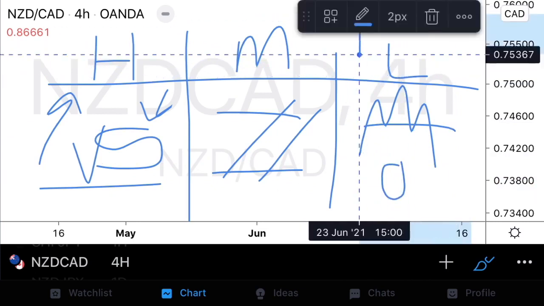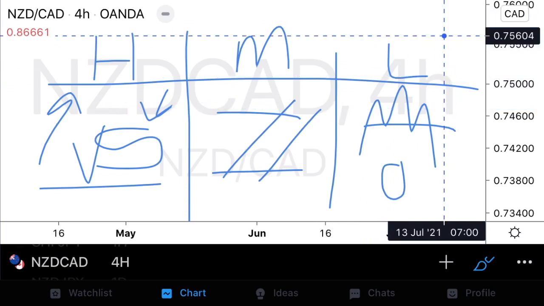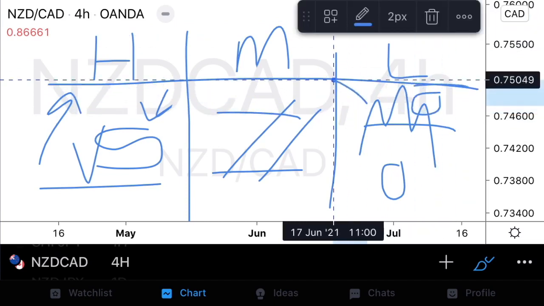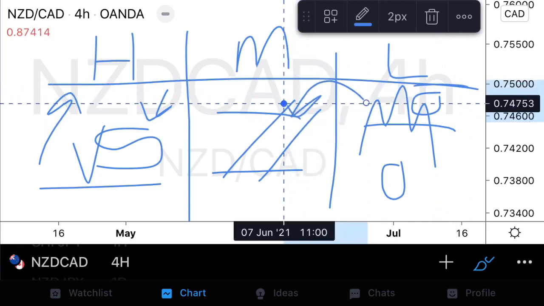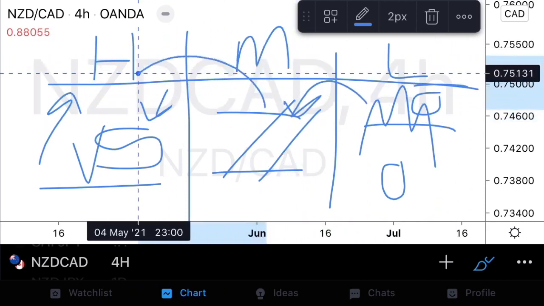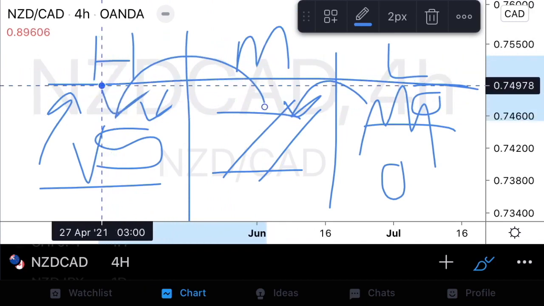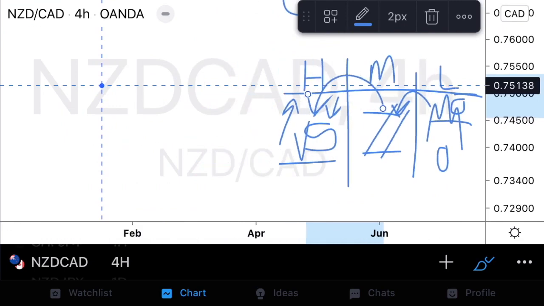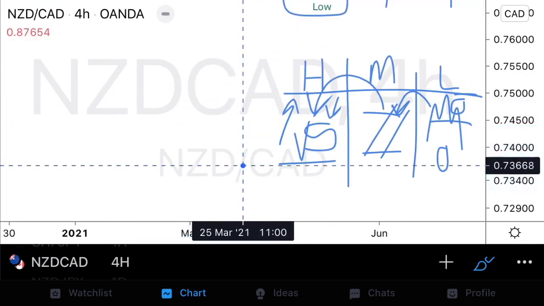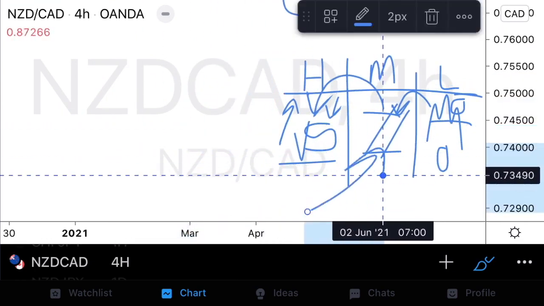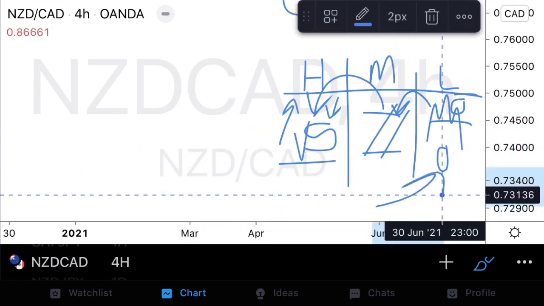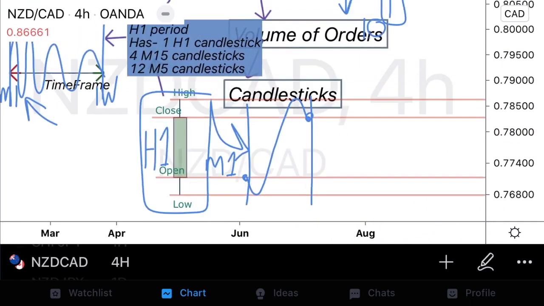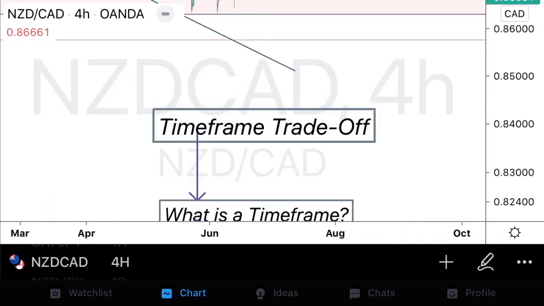So what does this allow us to do? This allows us to refine our entry, refine our stop loss, still jump in on this important higher time frame structure, and then still jump in on our highest time frame momentum. So we're getting the validation of using higher time frame confluence, the sweet spot of middle time frame structure, and we're taking advantage of the detail to refine our entries on the lower time frame. That is our time frame trade-off.